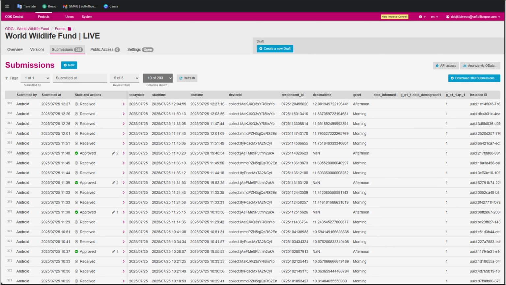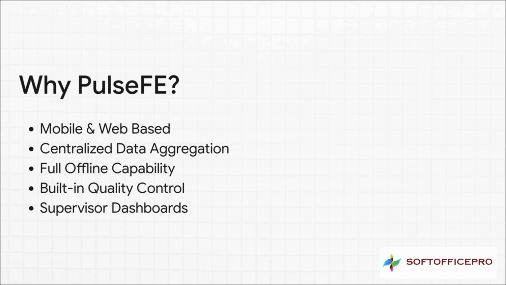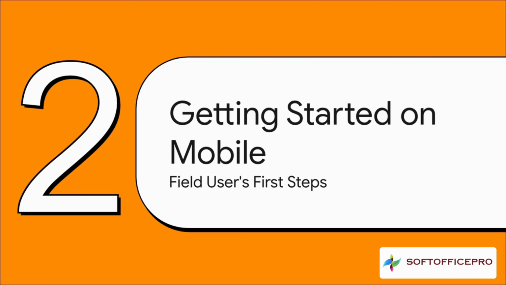So what makes this system so special? Well, its real power is in a few key features. It's built for how fieldwork actually happens, which is why full offline capability is a huge deal. It means if you're in a remote area and you lose your signal, no worries. Your work is totally safe. And for the managers, things like built-in quality control and those live dashboards give them a real-time pulse on how the project is going.